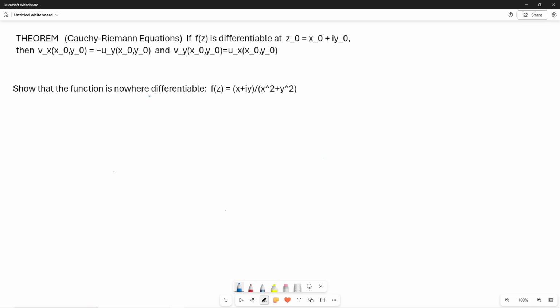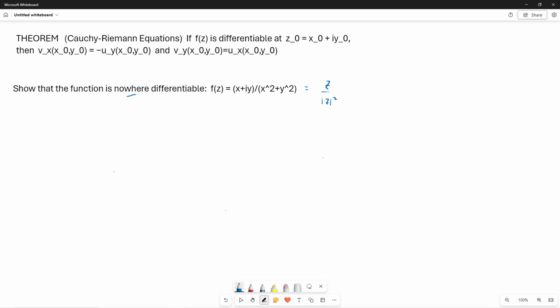Okay, we would like to use the Cauchy-Riemann equations to show that the function f of z equals (x + iy)/(x² + y²) is nowhere differentiable. In terms of z, the function is z over the modulus of z squared, since x² + y² is the square of the modulus of z. So we would like to show that this function z over |z|² is nowhere differentiable.